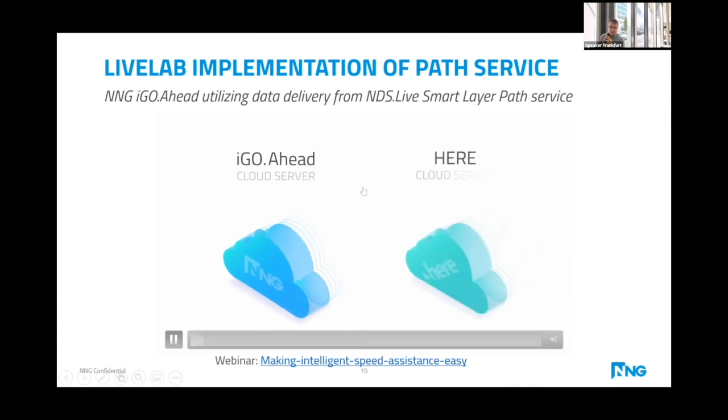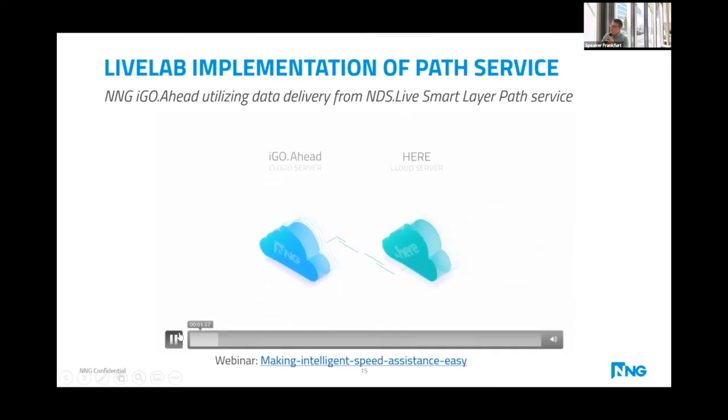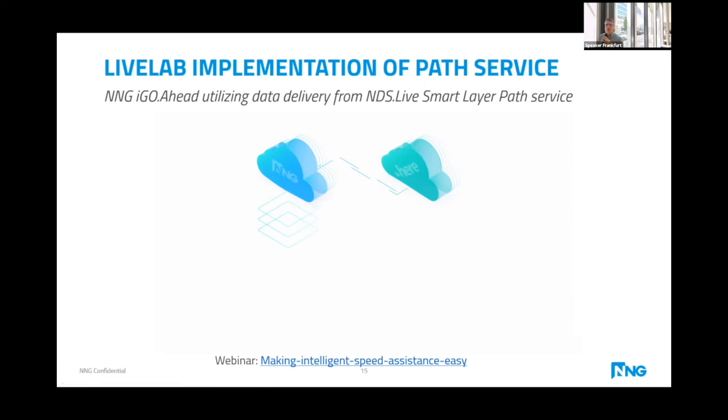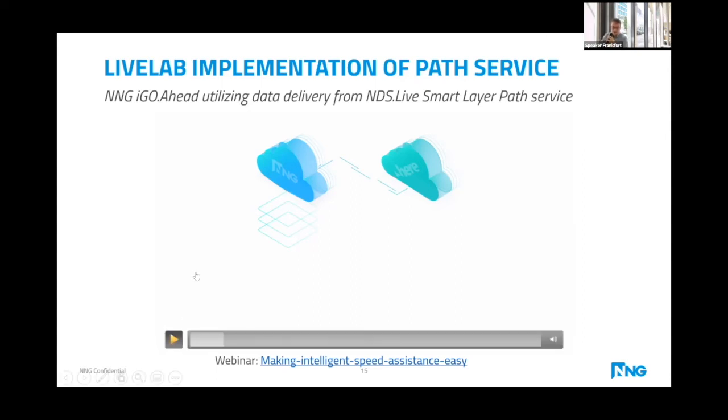But before that, let me show you the product that we are developing based on that Smart Layer Path service. It was also mentioned by Martin, the chairman, that you are looking for products that are leveraging this NDS.Live technology. At NNG, we call it the iGo.Ahead product. It's based on a Smart Layer Path service.